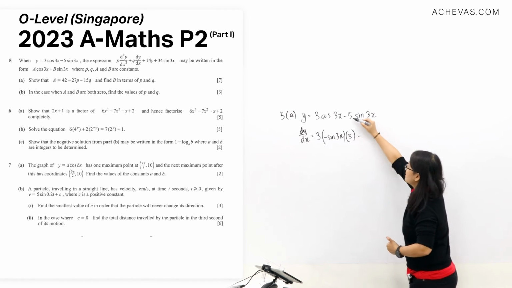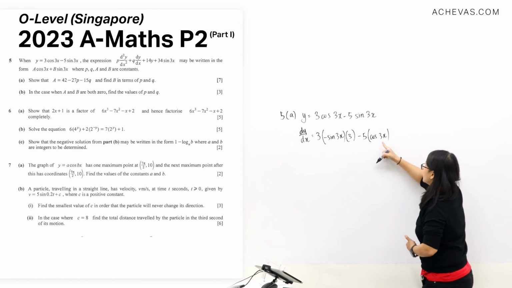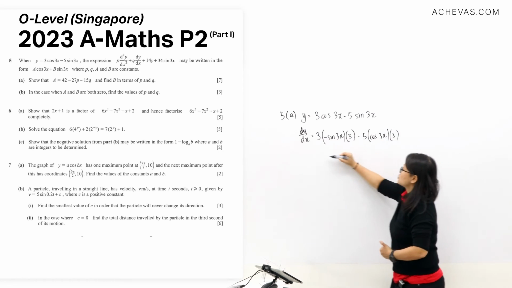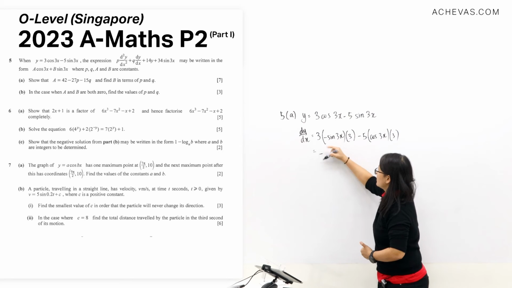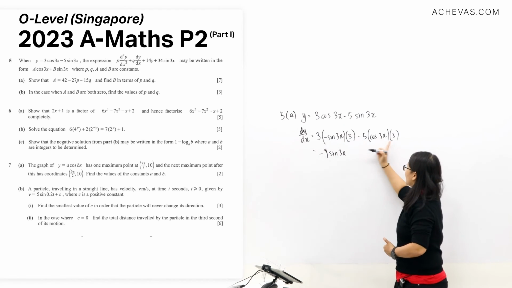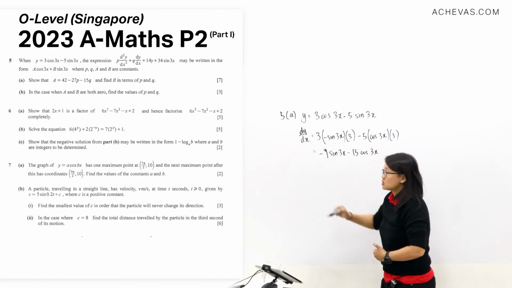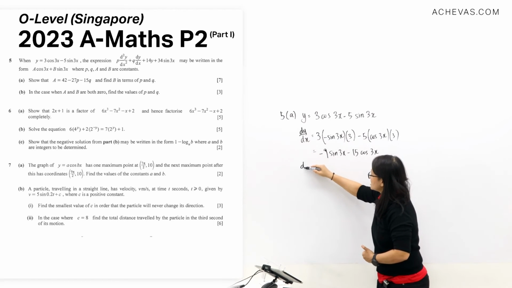So do the same thing. Putting 5 aside, differentiate sin 3x, that's cos 3x. Differentiating 3x, that's 3. Let's do a simplification. Negative, write first, 3 times 3 is a 9 sin 3x. Minus 5 times 3, negative 15 cos 3x. Next, let's do another time of differentiation. So I'll be writing the second derivative as d²y/dx².